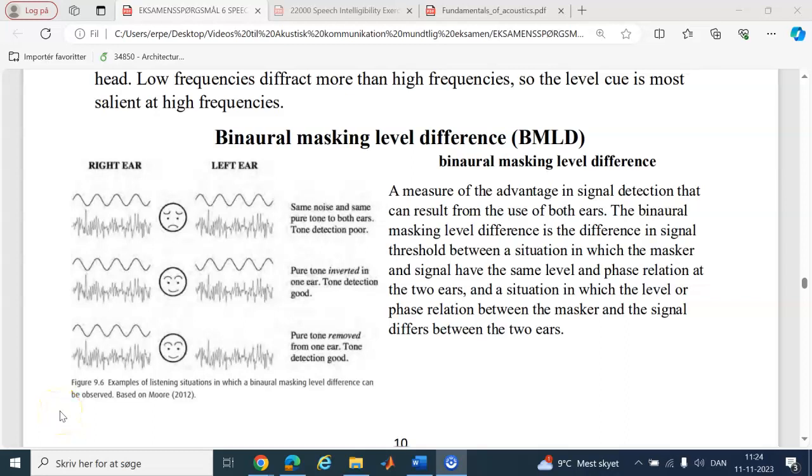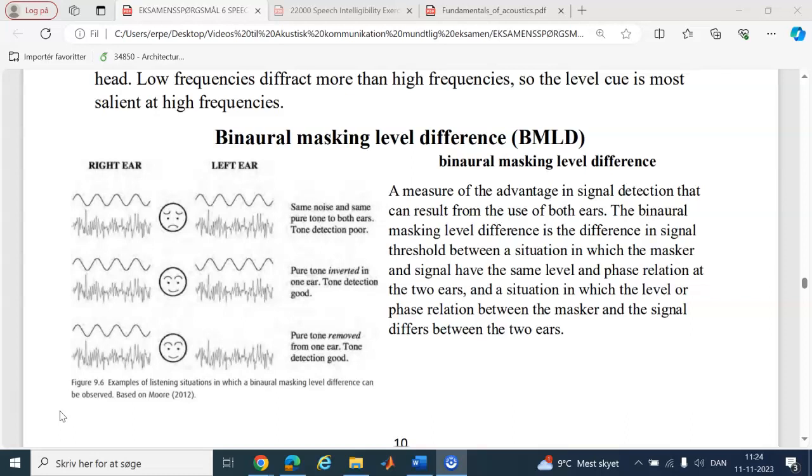Shortly about binaural masking level difference. That means if you have the same noise and the same pure tone to both ears, then tone detection is poor. But if you have the pure tone inverted in one ear, tone detection is good.